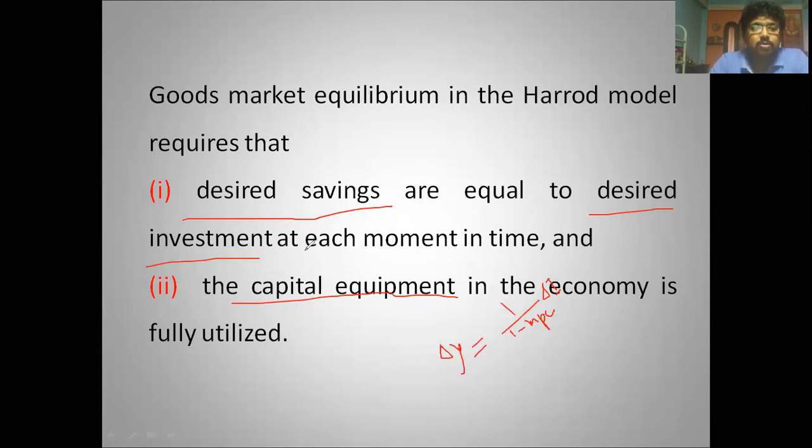Now the second assumption is that the capital equipment in the economy is fully utilized. Suppose the capital stock is not fully utilized, then the entrepreneurs will not have incentive to invest more. For this reason this assumption is made: the capital equipment in the economy is fully utilized.